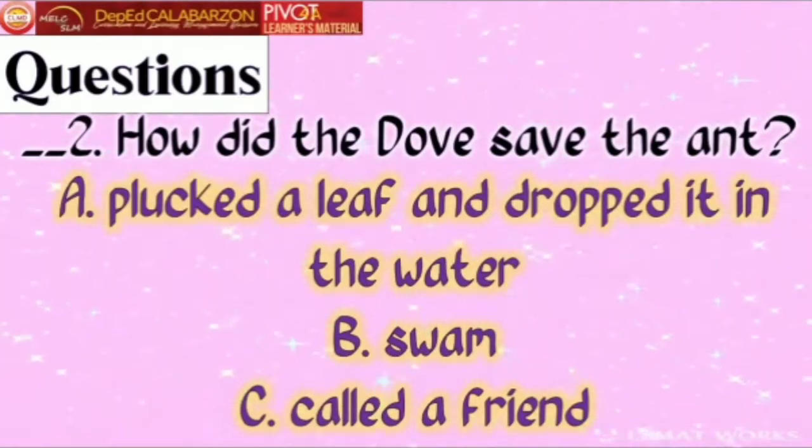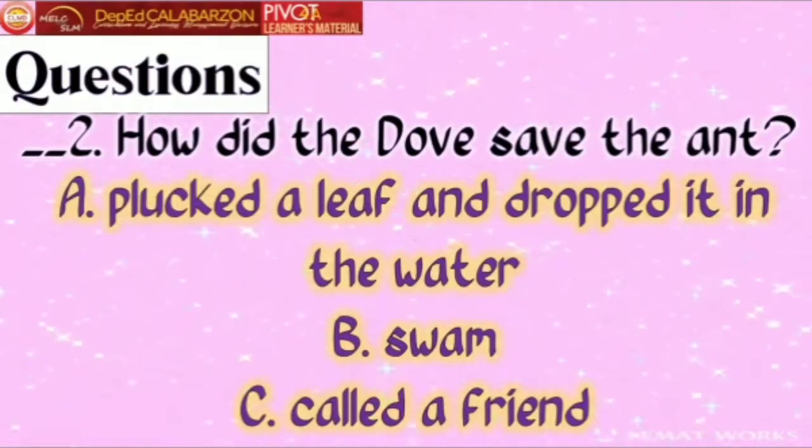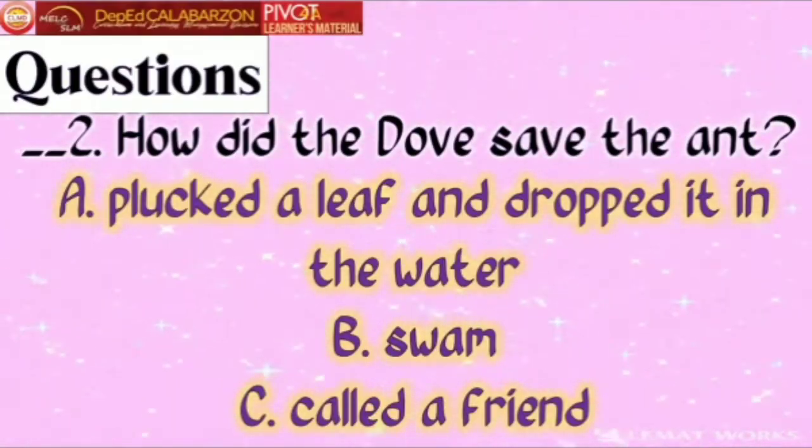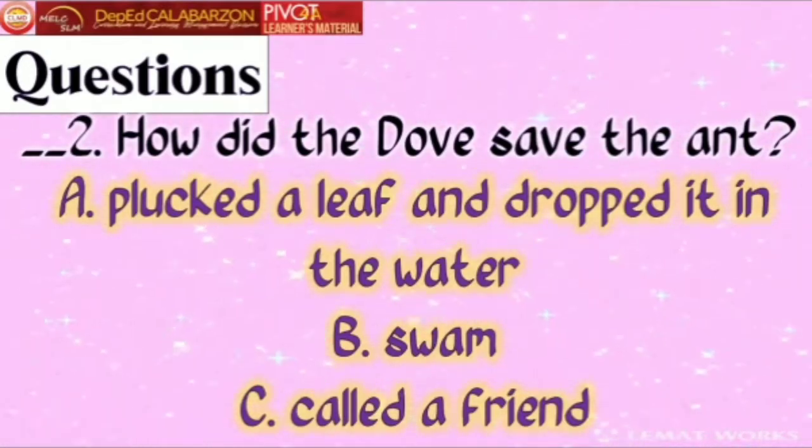Number 2. How did the dove save the ant? A. Plucked a leaf and dropped it in the water. B. Swam. Or letter C. Called a friend.